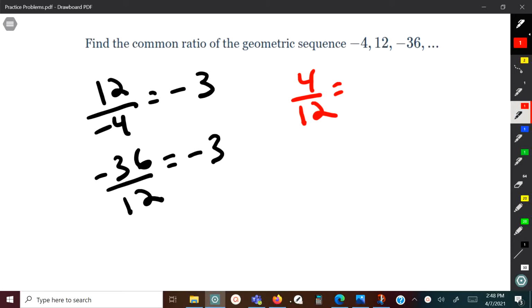But what you probably want to do is just simplify it. And if we simplify 4 over 12, that's going to make it 1 over 3. And that common ratio will be 1/3. If you got a fraction, or I should say a number between 0 and 1 as your common ratio, then your numbers will get smaller and smaller and smaller and closer to 0. But that's it. That's how you find the common ratio.